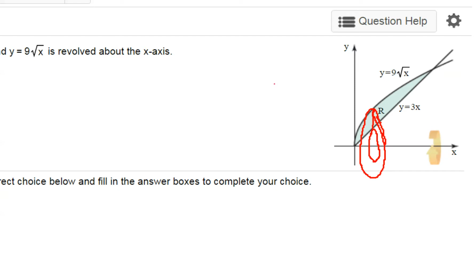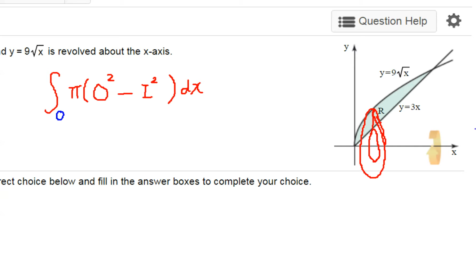Now it's time to set up this integral. When we set up the integral, the integrand will be pi times the outer radius of the washer squared, so outer squared, minus the inner radius of the washer squared, so inner squared, dx, so that you get the cross-sectional area. To determine the limits, the lower limit is 0.